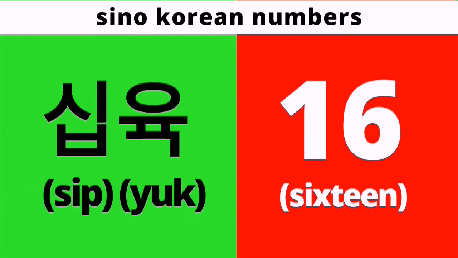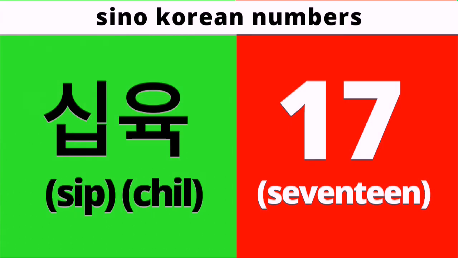Next is 16. The Sino-Korean translation of 16 is ship yuk. Ship represents the tens value, which is 10, and yuk represents the ones value, which is 6. So 10 plus 6 is 16, and that would be ship yuk in Sino-Korean.